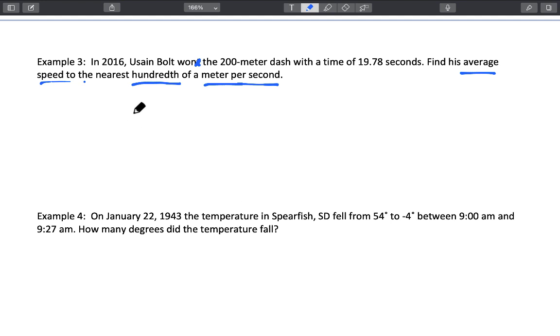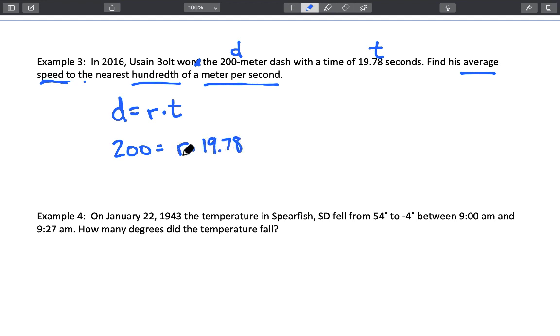So one familiar formula you might remember is distance equals rate times time. And if we want to find speed here, we want to find his speed over those 200 meters. That's going to be his distance that he traveled. And here's the time that it took him to travel. Then we're going to simply substitute those values in. 200 is equal to rate times time, 19.78.